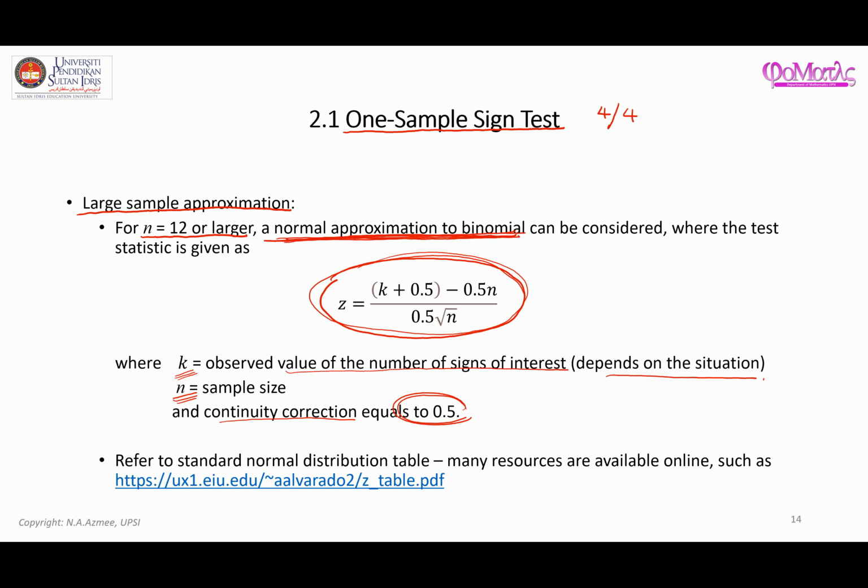We are actually using a normal distribution instead of a binomial distribution, so there is some sort of correction that needs to be considered. We are moving from a discrete to a continuous distribution, right? And for the purpose of finding probabilities and so on, you are going to refer to the standard normal distribution table, and there are a lot of resources available online. For example, you can go to this website to obtain the table of standard normal distribution.